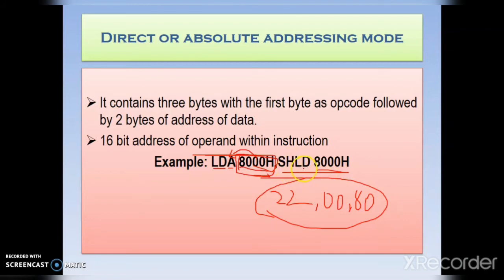It stores the HL register pair into 2 consecutive memory locations. That is, the contents of the L register go into the lower byte memory location, and the contents of the H register go into the address of the higher byte. So once again, let me explain this concept.